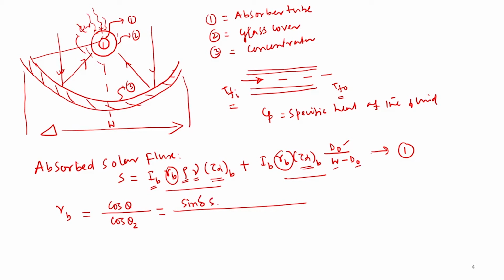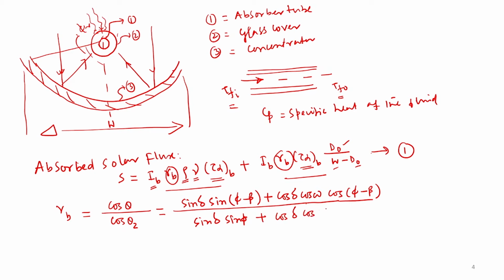sin delta sin (phi minus beta) plus cos of delta cos of omega multiplied by cos of (phi minus beta), to the sin of delta sin of phi plus cos of delta cos of omega cos of phi. So, we know the values of delta, phi, beta, omega. So, if we substitute here, then what we will get?